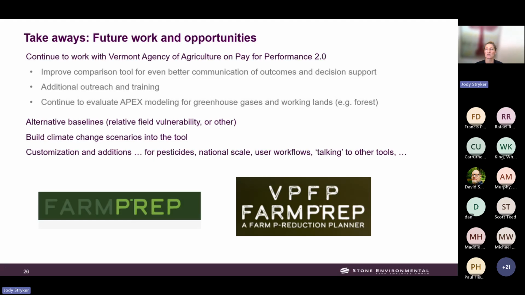And there are other things that we could do with this tool. We could consider alternative baselines, for example, like relative field vulnerability in a region. We could build out climate change scenarios into the tool, so with projected climate instead of historical. And of course, there are endless customizations and additions that could be made to both the modeling and the tool to support other needs as well, including pesticides, scaling it up, modification of workflows, and integration with other tools.